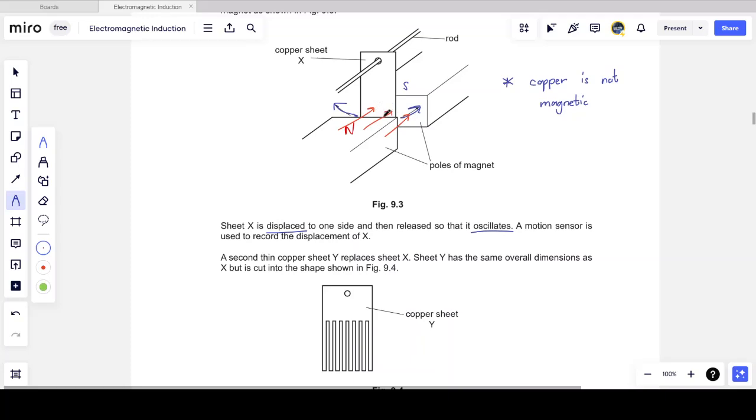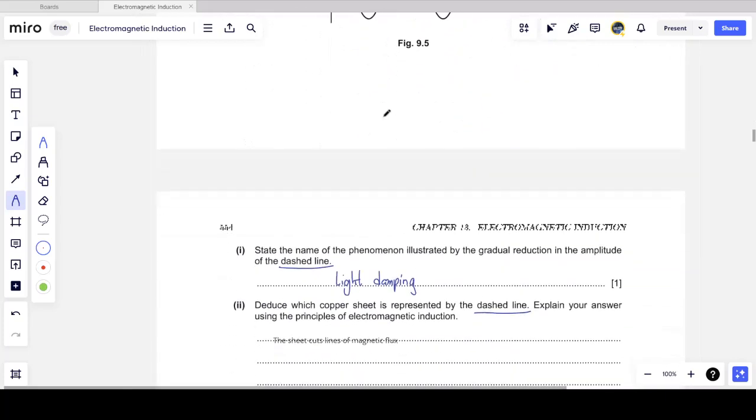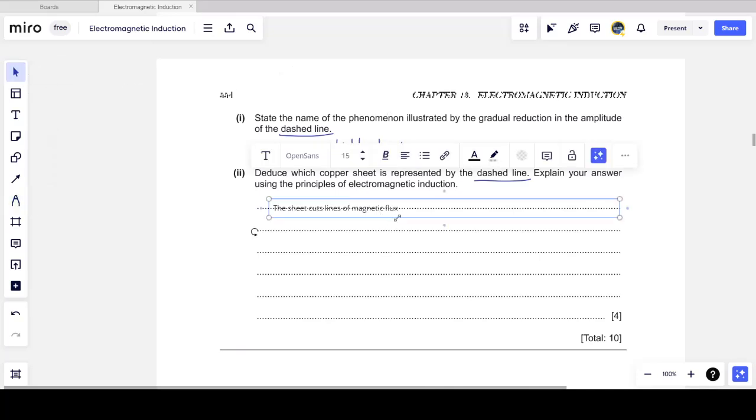And if the sheet doesn't move, then there's no motion of the sheet relative to the field line. So it's not cutting any field lines. But once the sheet begins to oscillate, then the sheet begins to cut field lines. So when the sheet cuts lines of magnetic flux, by definition, we said that when lines of magnetic flux are cut by a conductor, an EMF is induced in the conductor. So copper, although not magnetic, is a conductor. And an EMF is induced in it, and hence an eddy current. So eddy current may have been removed from the syllabus, but electromagnetic induction has not.